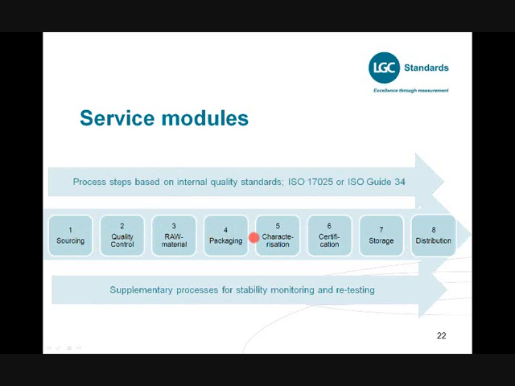And what we are offering to our customers is that they also can book each one of these steps here. So we can base each of these steps either on internal quality standards that the customer is giving us, or on our quality standards 17025 or ISO Guide 34. We can also do it under GMP conditions as well. And we have also supplementary processes available after setting up the reference standard for ongoing stability monitoring and retesting there as well.